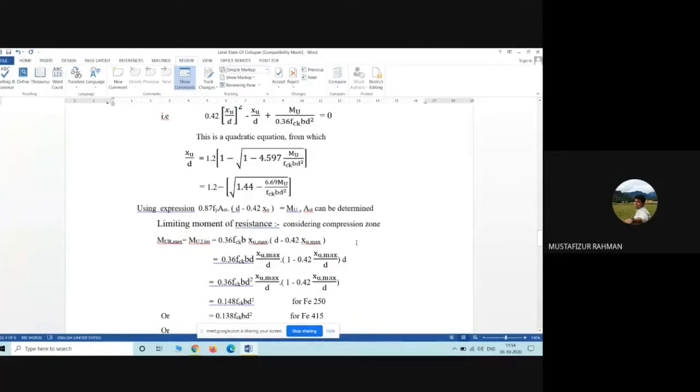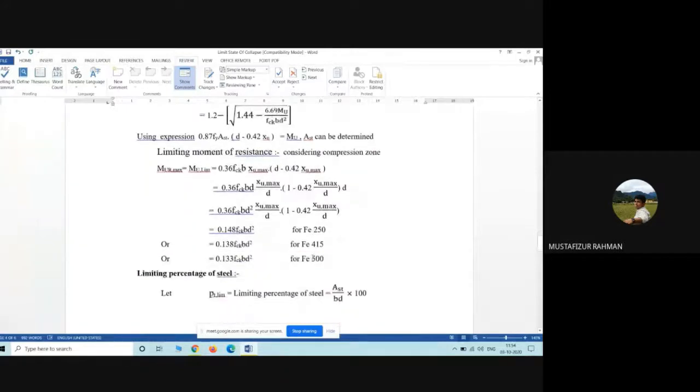We obtained 0.36 FCK B XU into D minus 0.42 XU. Since here we are writing maximum or limit, XU is replaced by XU maximum. So 0.36 FCK B into XU maximum. Now when you come to simplification, we are getting 0.36 FCK B XU maximum by D, 1 minus 0.42 XU maximum by D. That means MUR is equal to 0.36 FCK B D bracket 1 minus 0.42 XU maximum by D, right?